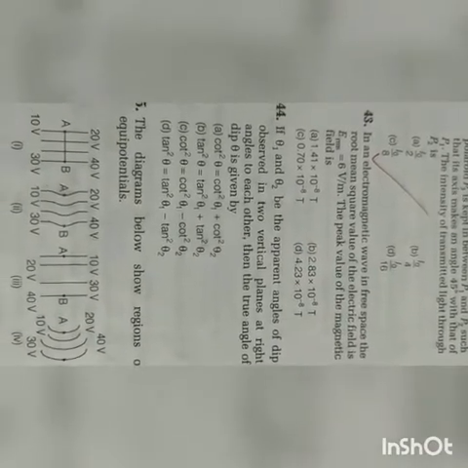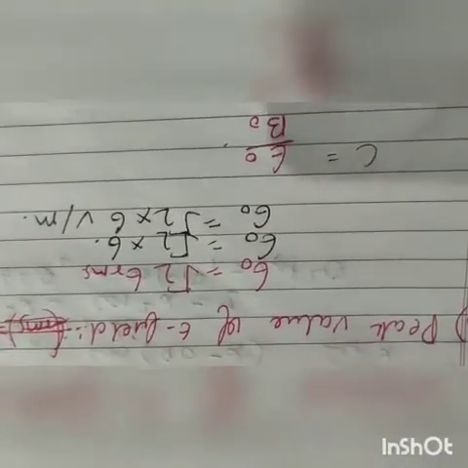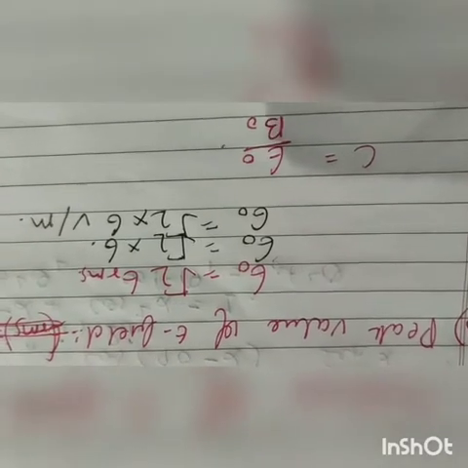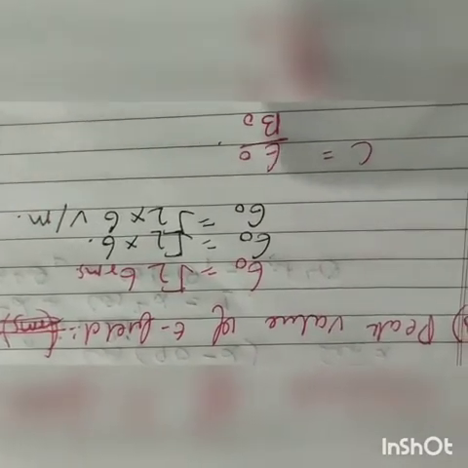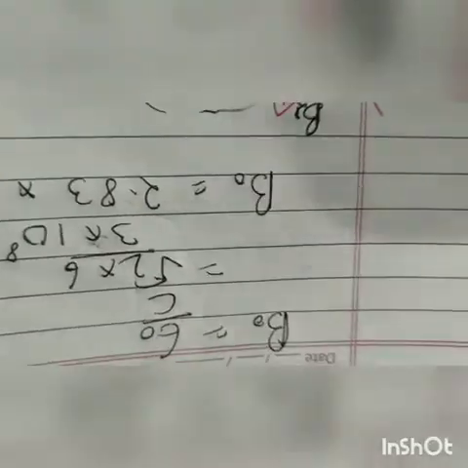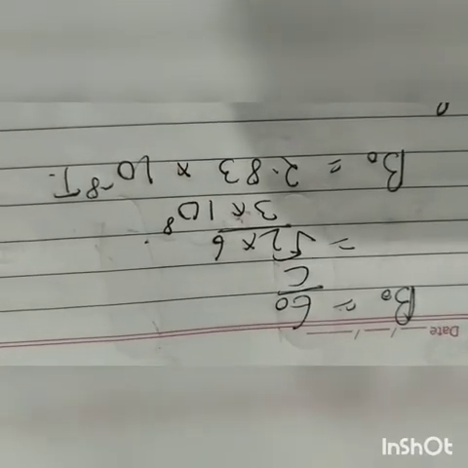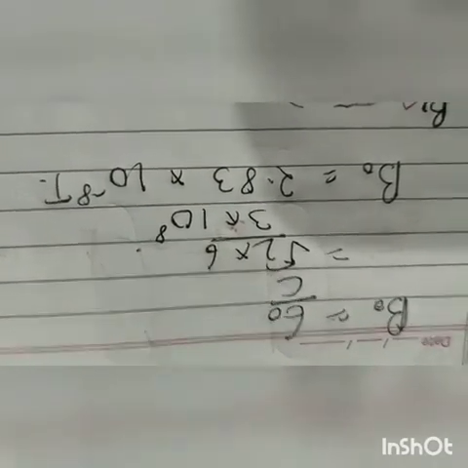Now question number 43. In an electromagnetic wave in free space, the root mean square value of the electric field is E RMS 6 volt per meter. The peak value of the magnetic field is. We know that the peak value of the electric field E0 is equal to root 2 E RMS. So E0 will be root 2 into 6 V/m. We know that C, the velocity of light, is equal to E0 by B0. After putting the values of E0 and C, we get B0 equal to 2.83 into 10 to the power minus 8 Tesla. So here is the correct option, 2.83 into 10 to the power minus 8 Tesla.